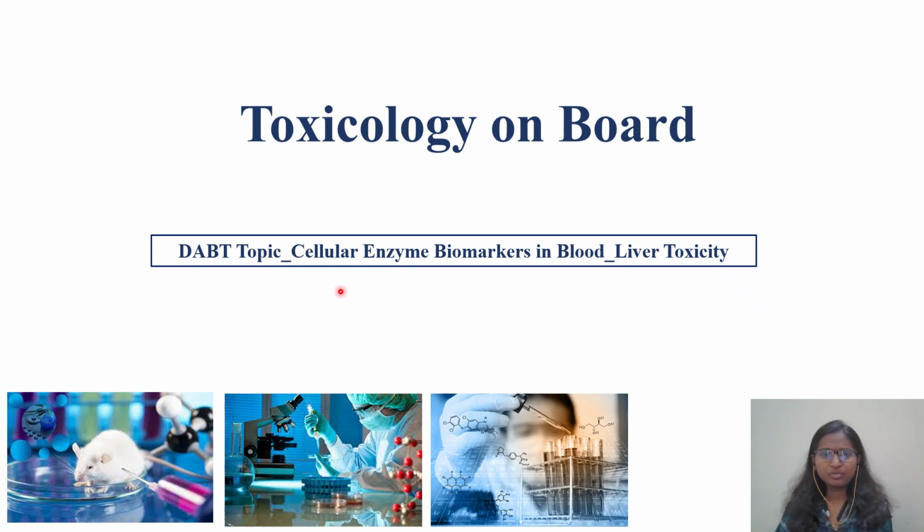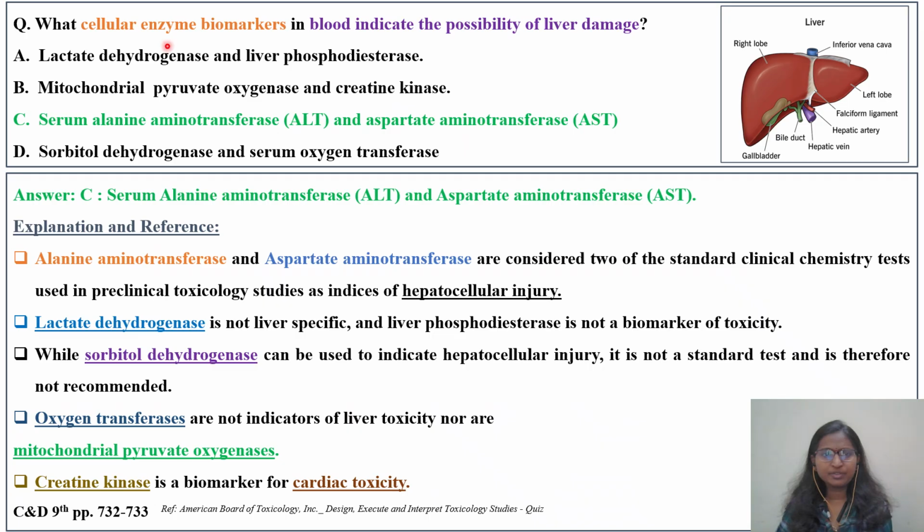Today in this video we'll be discussing another DABT topic, that is cellular enzyme biomarkers in blood liver toxicity. So let's directly dive into the question. The question is, what cellular enzyme biomarkers in blood indicate the possibility of liver damage? So we need to identify the biomarkers and we need to also see about the hepatotoxicity.